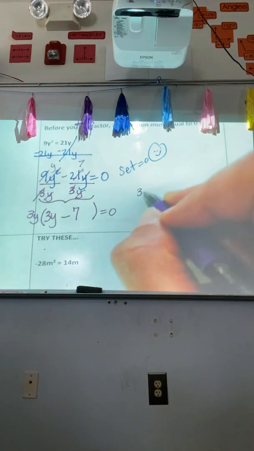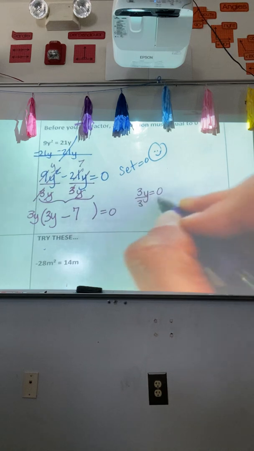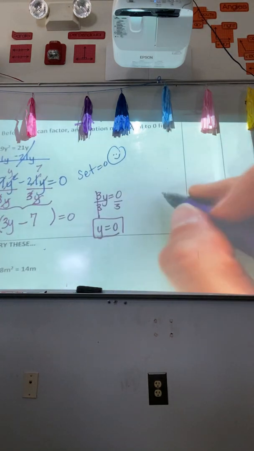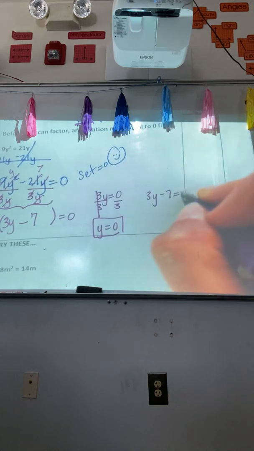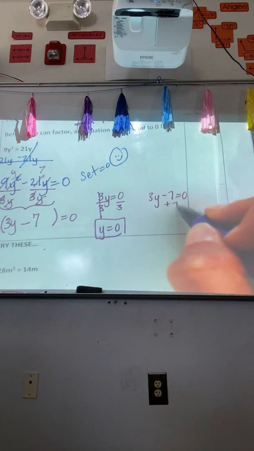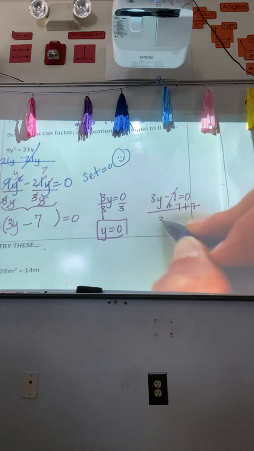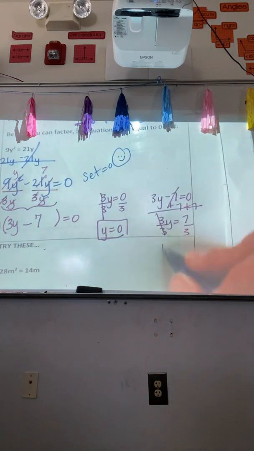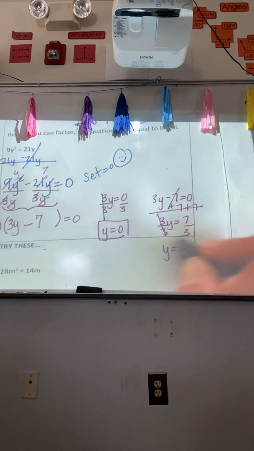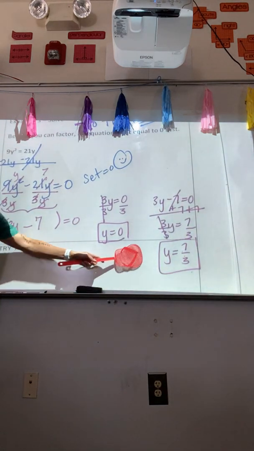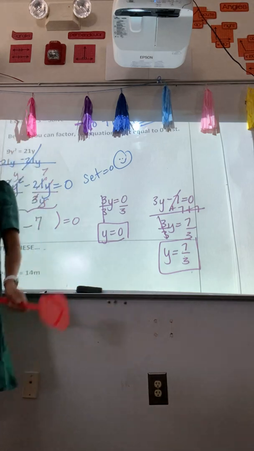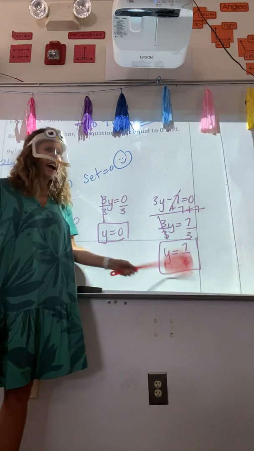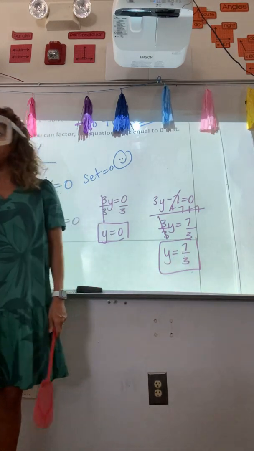So here we go. 3y equals 0. Divide by 3, and you get y equals 0. 3y minus 7 equals 0. Add 7. Divide by 3. Oh no, you get a fraction. Bless your hearts. It's still an answer. It's okay to get a fraction. Did I do something wrong? No, no solution, undefined. No! It's an actual answer. That's a real answer.